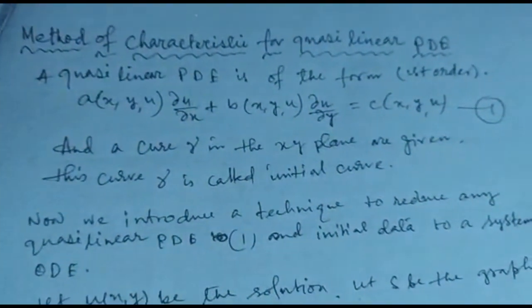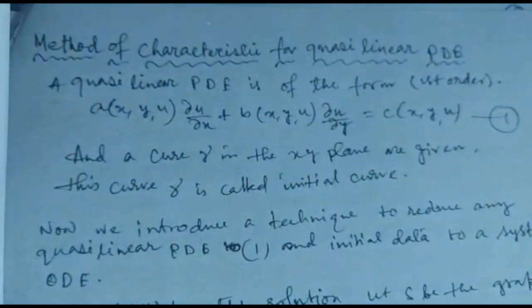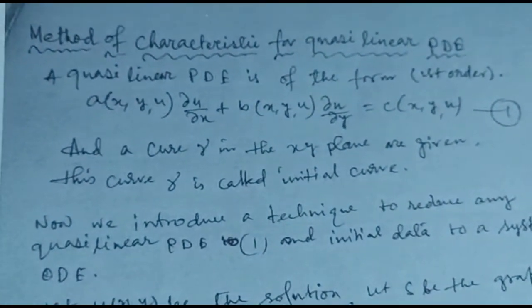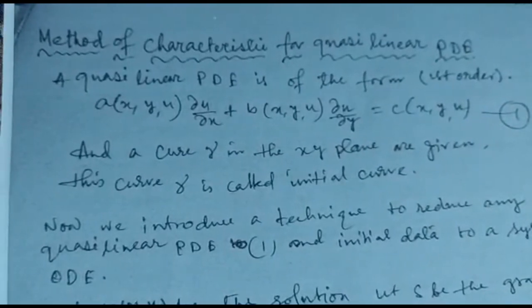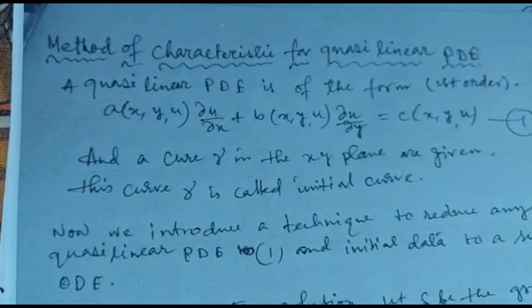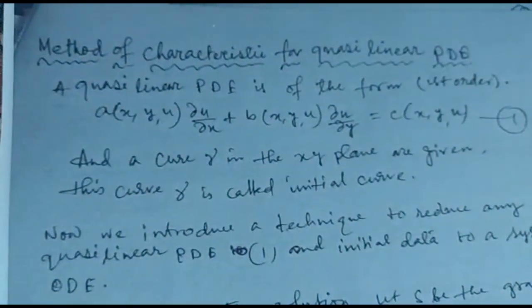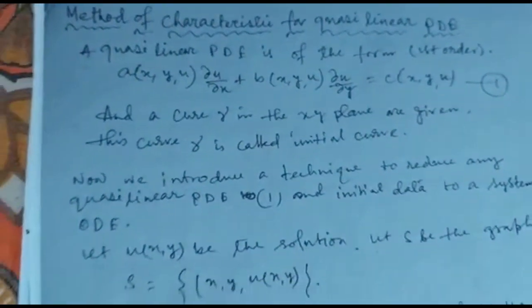The method of characteristics for a first order Cauchy linear PDE. A Cauchy linear PDE is of the form, for first order, a(x,y,u) ∂u/∂x + b(x,y,u) ∂u/∂y = c(x,y,u). This is equation 1. And a given curve gamma in the xy plane is given.